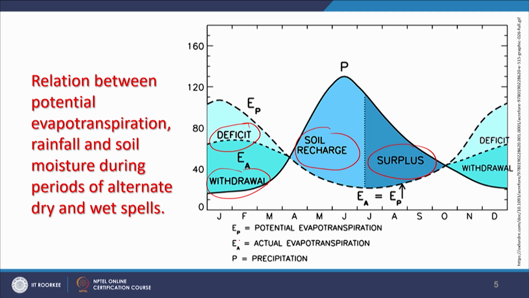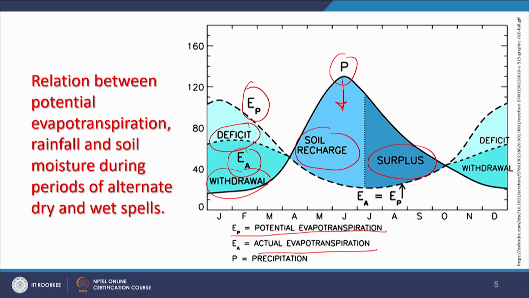EP is the potential evapotranspiration, which is shown here, and also EP is this part, and then EA is the actual evapotranspiration, which we are seeing in this section, and of course, the precipitation P is there.